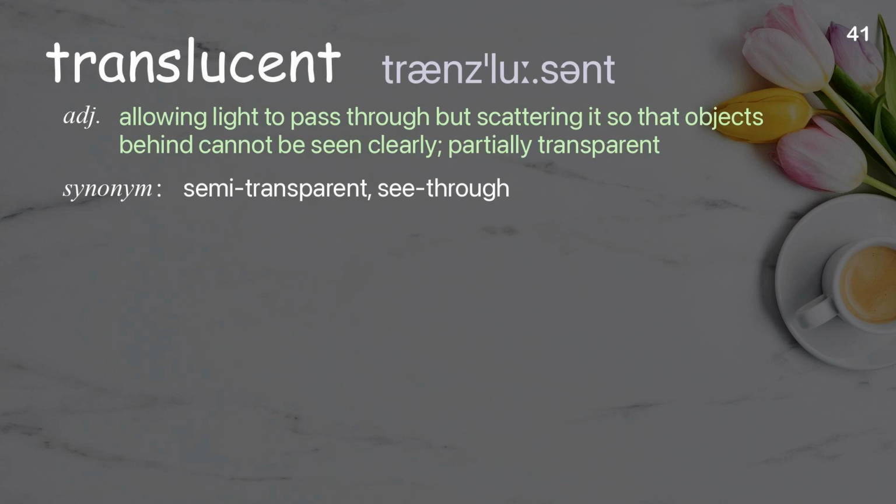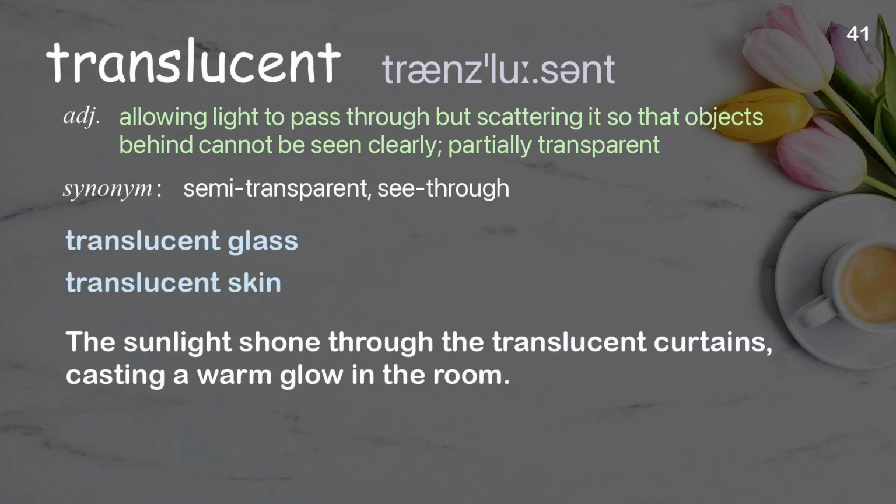Translucent. Allowing light to pass through, but scattering it so that objects behind cannot be seen clearly, partially transparent. Examples: Translucent glass, translucent skin. The sunlight shone through the translucent curtains, casting a warm glow in the room.